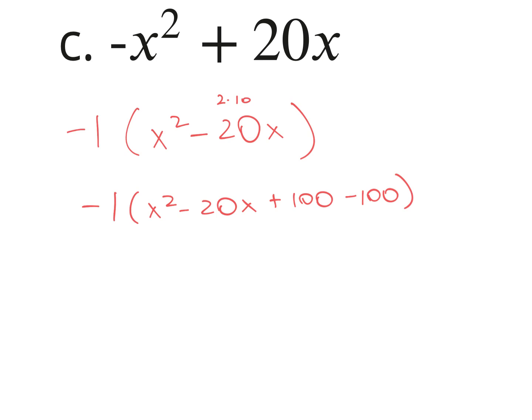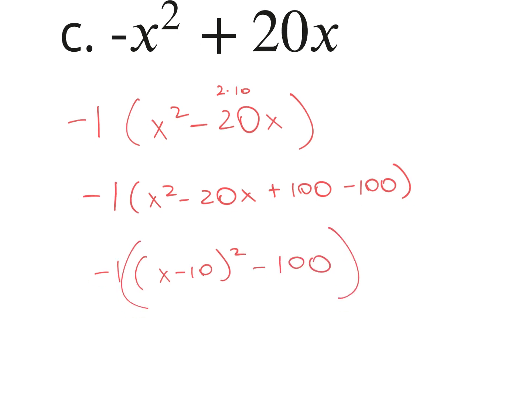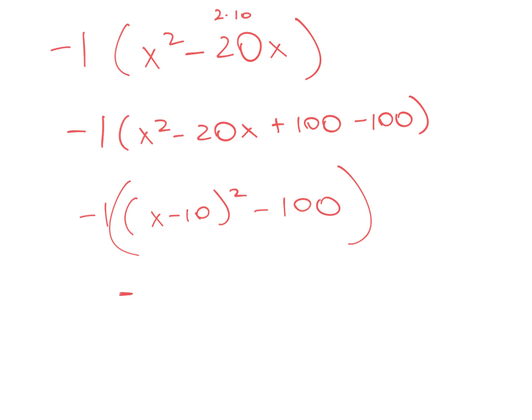I can rewrite my perfect square in factored form. So that's x minus 10 squared minus 100. And then redistribute my -1. So I have negative x minus 10 squared plus 100.